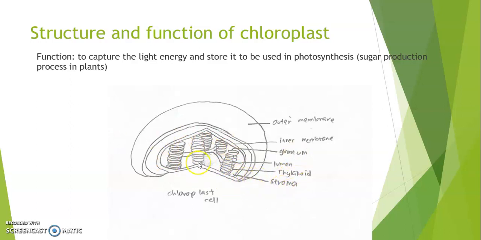and that's it. So the function of chloroplast is to capture the light energy and store it to be used in photosynthesis. So photosynthesis is the sugar production process in plants.